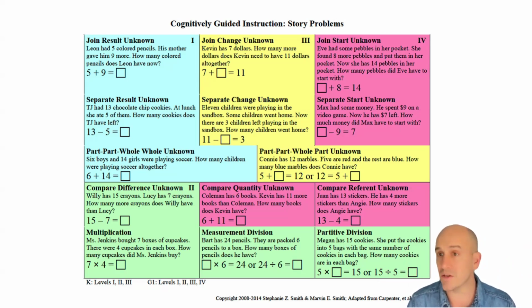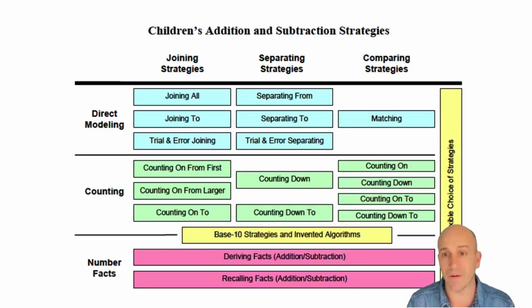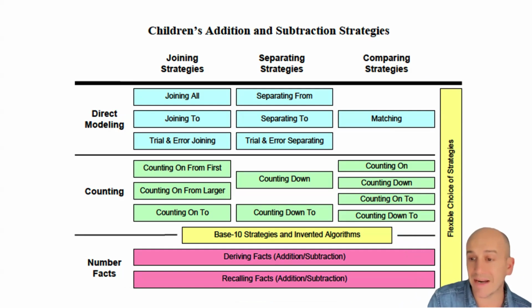And then let's look at the companion document, right? That's actually typically on the back side of this, right? So these are the strategies that are associated. I'm going to move my head a little bit so you can see that. These are the strategies that are associated with different problem types.